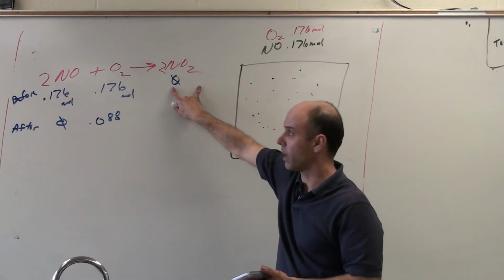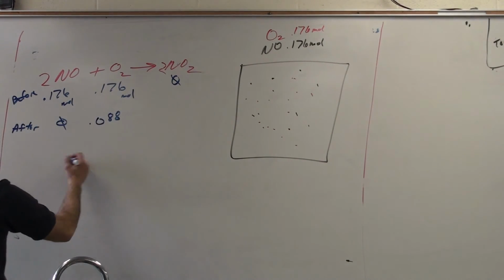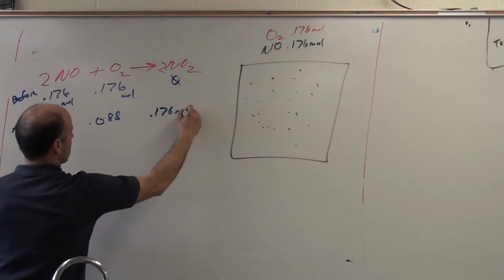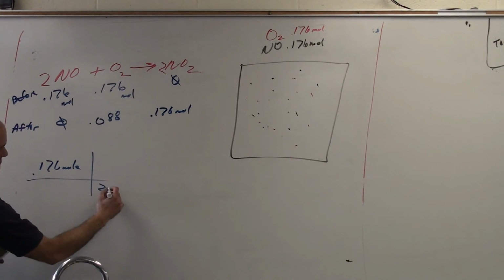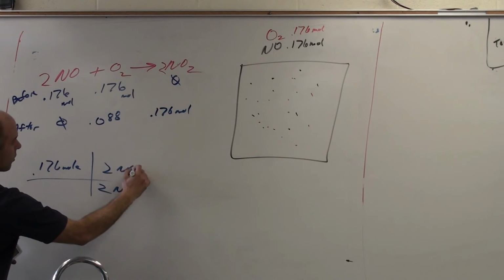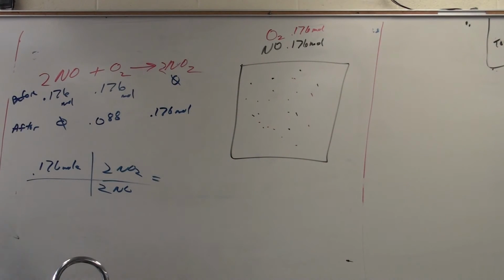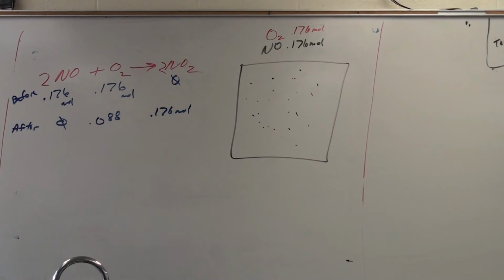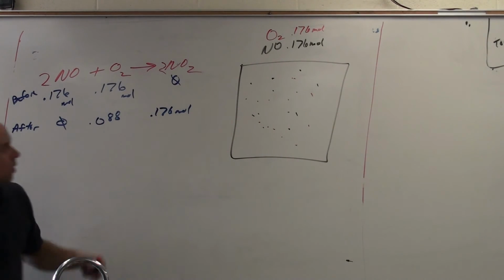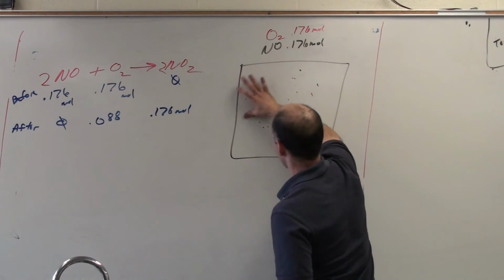If you don't believe me, work out the stoichiometry, which you can always do. 0.176 moles, 2 moles of NO will give me 2 moles of NO2. So that's the number of moles of those gases when we're done. Now calculate the total pressure. They didn't ask for the partial pressure, so all of this guy is gone. See you later, alligator.